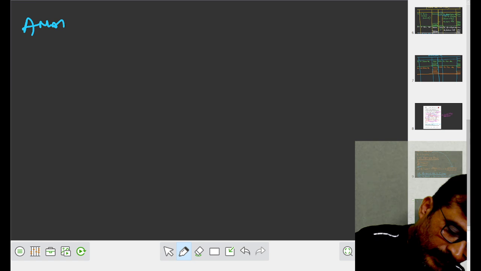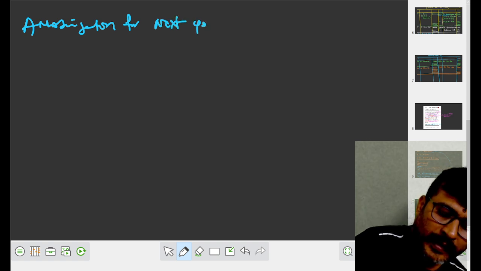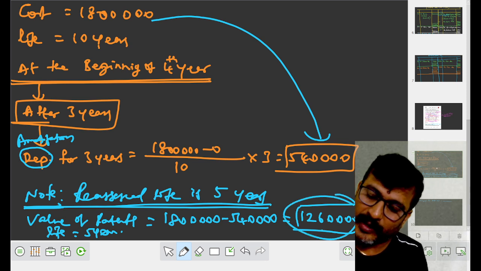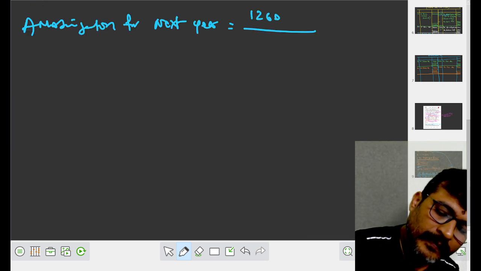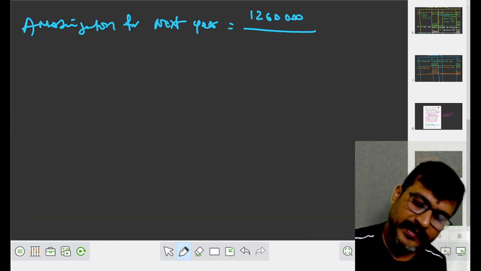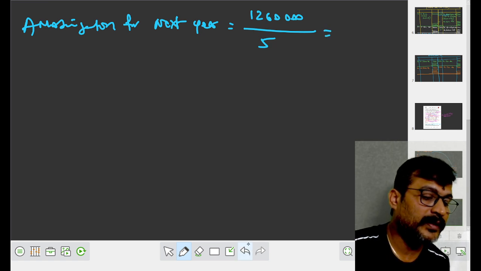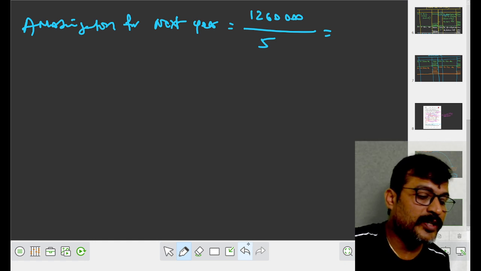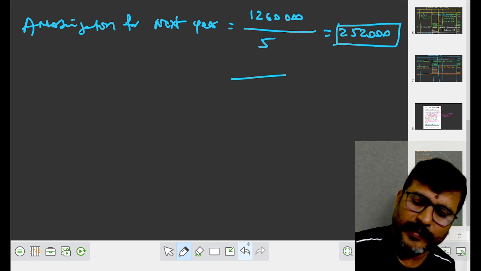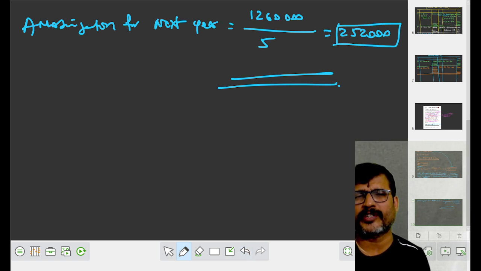Okay, now what to do? Amortization for next year. How to amortize? Very simple. 12,60,000. No upward, no downward. Life is how many years? 5 years. Life is 5 years. It comes what? 12,60,000 by 5 years, it comes to rupees 2,52,000, my dear children. I hope this completes all the problems in depreciation.